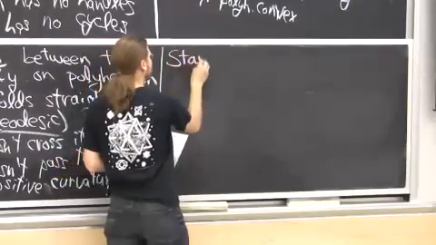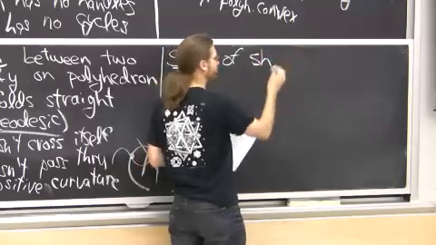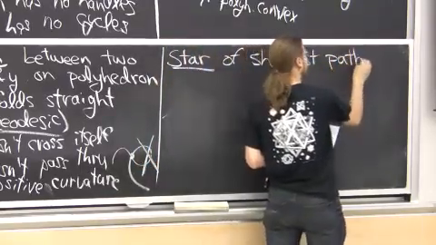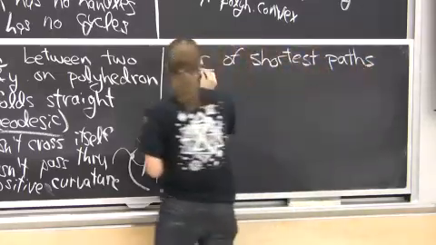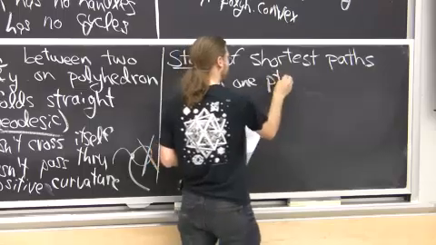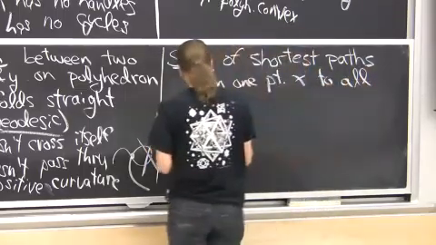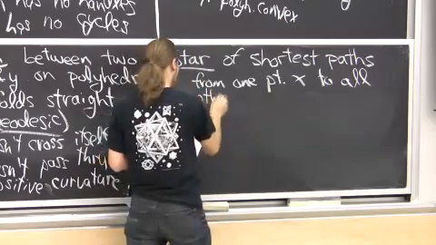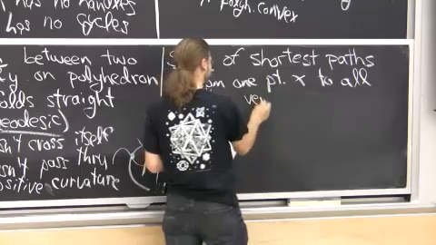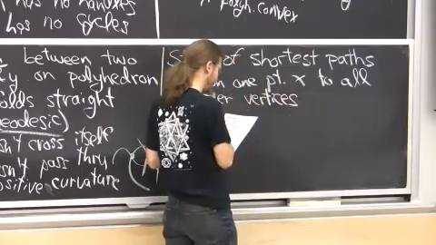In particular, I wanted to find the star, that picture, of all shortest paths from one point. And do I want points here? I think I want vertices. That's the picture that we drew.